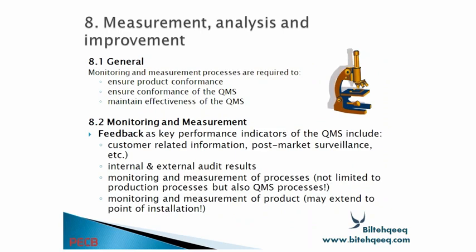Monitoring and measurement processes are required to ensure conformance of the quality management system. And now we are going to discuss clause 8, measurement, analysis and improvement. It starts with 8.1, general requirements. Monitoring and measurement processes are required to ensure product conformance, ensure conformance of the quality management system, and maintain effectiveness of the quality management system. And 8.2 states monitoring and measurement.